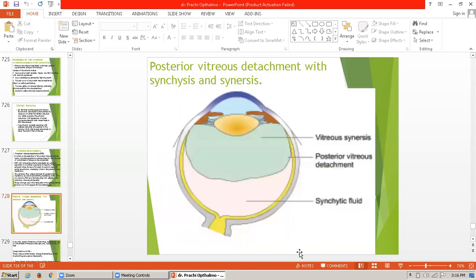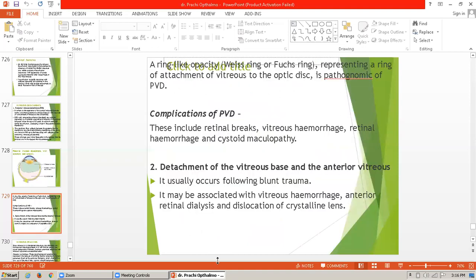So this is a posterior vitreous detachment with synchysis and synersis. This is vitreous synersis, this is a posterior vitreous detachment, and this is synchytic fluid. A ring-like opacity, that is Weiss ring or Fitch's ring, representing a ring of attachment of vitreous to the optic disc, is pathognomonic of PVD.